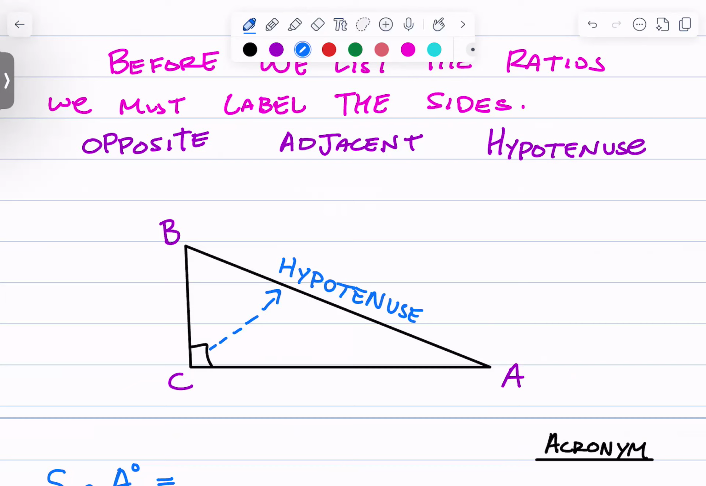The opposite side and the adjacent side are relative to what angle you're looking at it from. So for this example, we're going to look at it from angle A. You can think about this: you are literally right there, looking at it from angle A's point of view. Opposite of angle A is side BC, and adjacent to angle A, or next to angle A, is side AC.